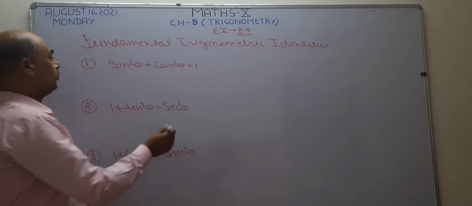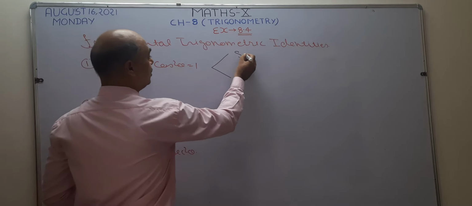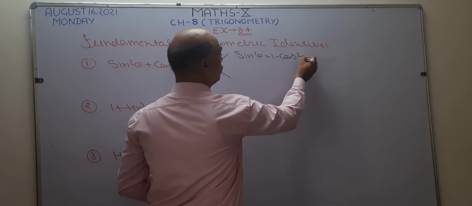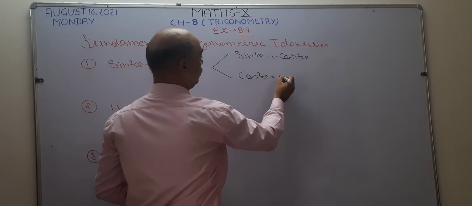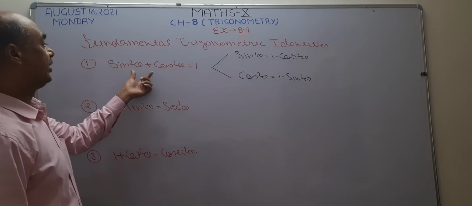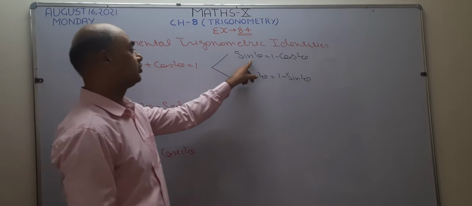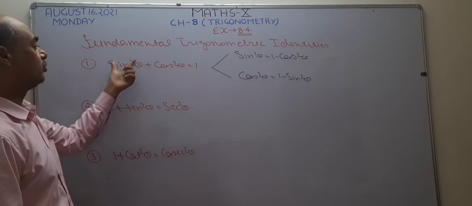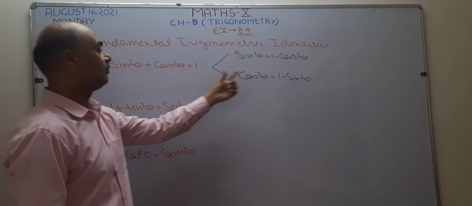Okay, from the first identity, we can derive two more formulas. One of them is sin square theta is equal to 1 minus cos square theta. Second one is cos square theta is equal to 1 minus sin square theta. See, when I take this cos square theta from left to right, this positive number becomes negative, so sin square theta becomes 1 minus cos square theta. Next time I take this sin square theta from left to right, so what is left? Cos square theta. Now this becomes 1 minus sin square theta.